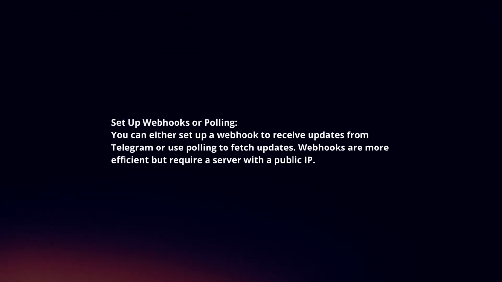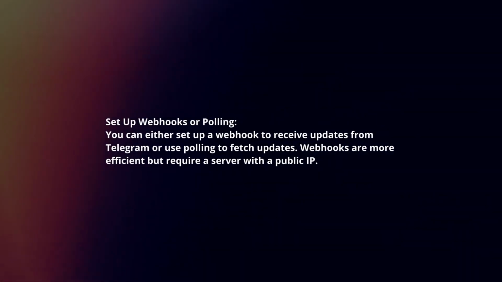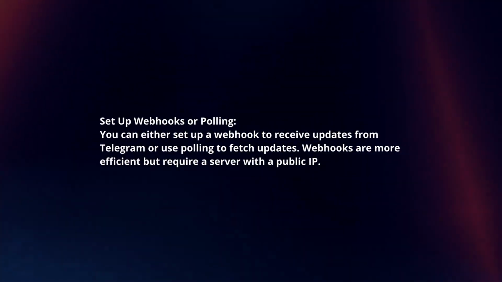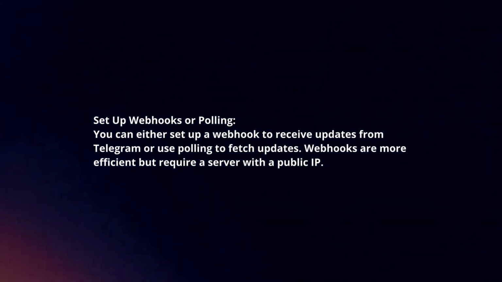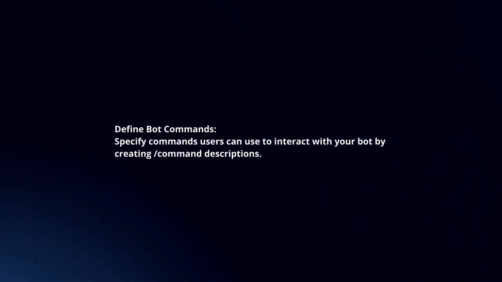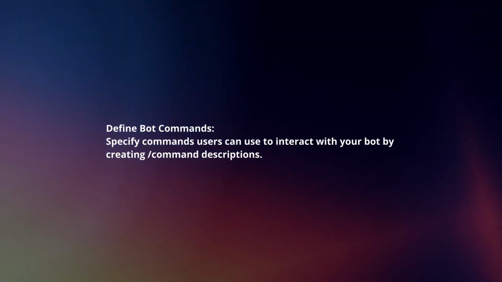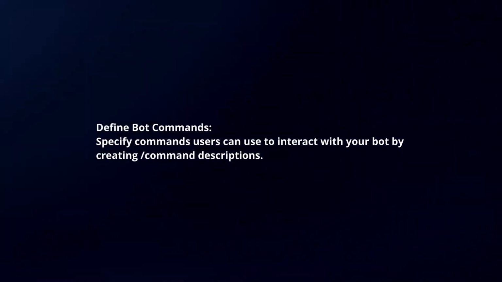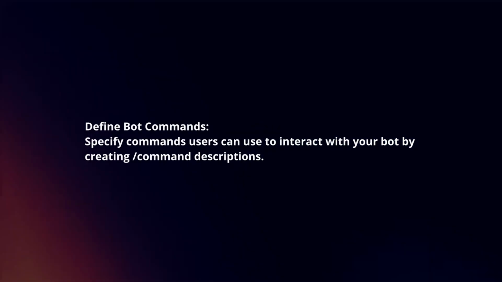Set up webhooks or polling. You can either set up a webhook to receive updates from Telegram or use polling to fetch updates. Webhooks are more efficient but require a server with a public IP. Define bot commands: specify commands users can use to interact with your bot by creating command descriptions.